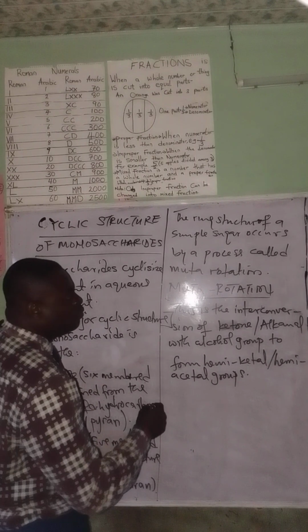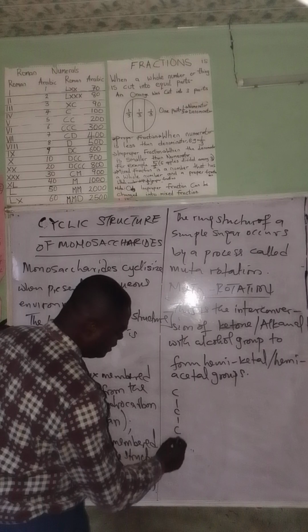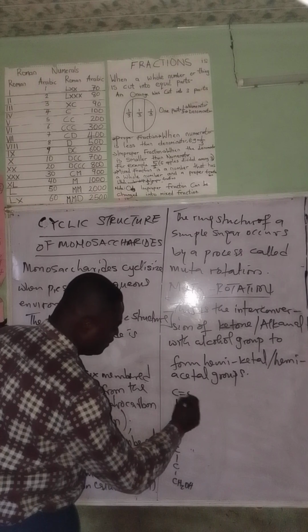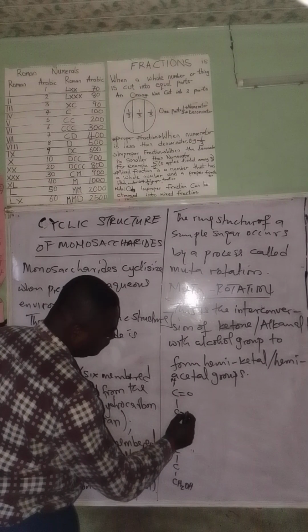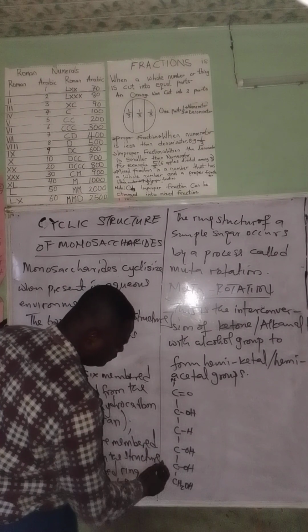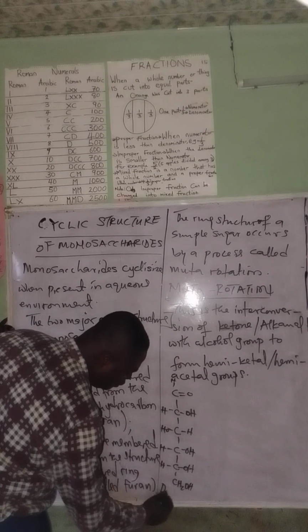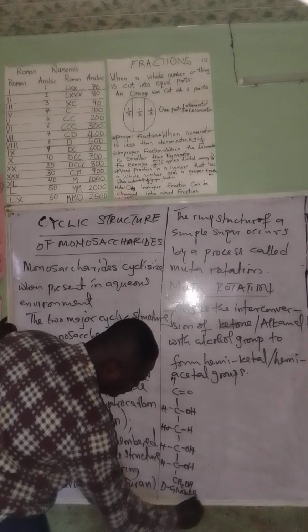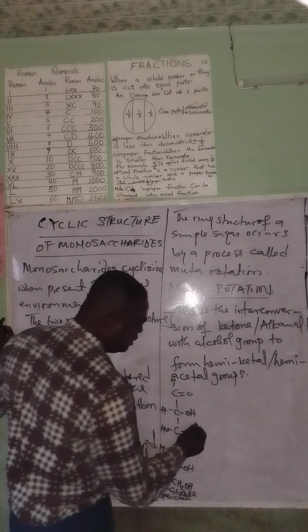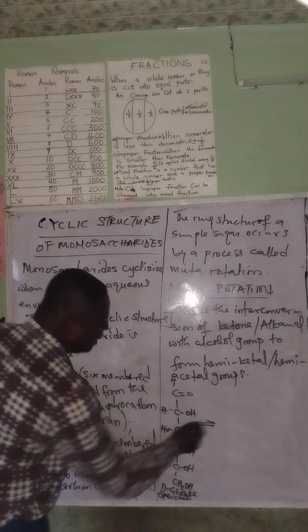Now, for example, let's look at a glucose molecule. 1, 2, 3, 4, 5, and 6, CH2OH. Then I have something like this. I have OH, H, OH, OH, H, H, OH, H. This is D-glucose open chain structure. Now, something can happen like this. When you pour it inside water, something will happen.